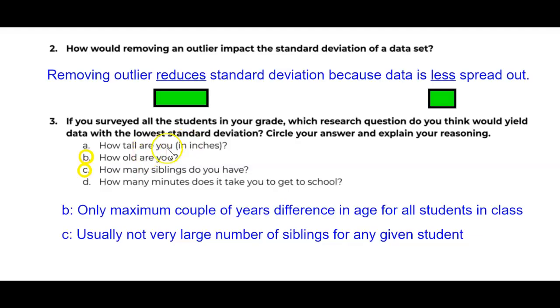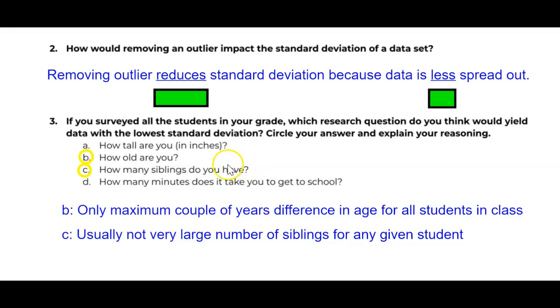But in inches, if we're talking about how tall in inches, between 48 and 75, that's a fairly decent range. Usually, if we talk about siblings, some people might have one, some people might have none, but we're probably not going to have more than 4 or 5 for most people, so not going to be a terribly large number of siblings. How many minutes does it take you to get to school? In a school district as big as ours, that can really vary.